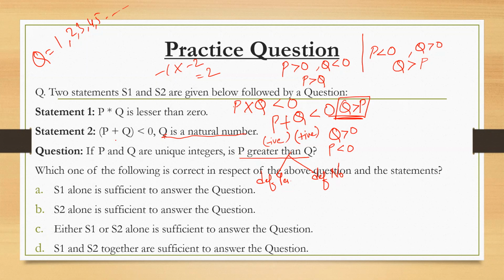So when I consider statement 2 alone, what am I getting? That is Q is greater than P. That is P greater than Q? A definite no. So we are getting that from statement 2. So here the answer will be what? S2 alone is sufficient to answer my question. Is this clear to everyone?